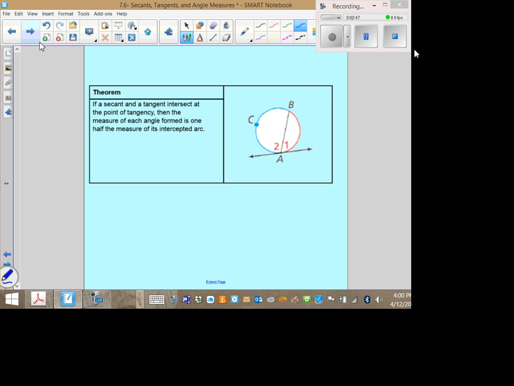So the theorem here: if a secant and a tangent intersect at the point of tangency, then the measure of each angle formed is 1/2 the measure of its intercepted arc. So that's saying that if this is x, we have a secant line and a tangent line, this angle right here is going to be x divided by 2.